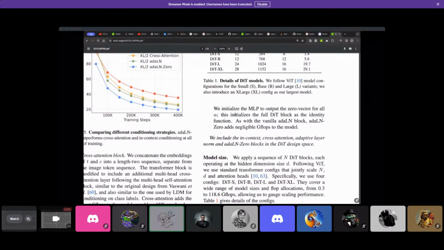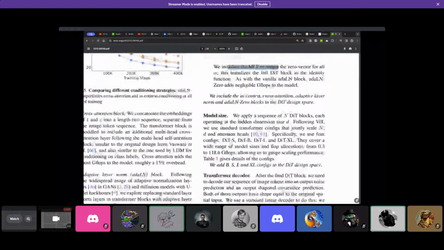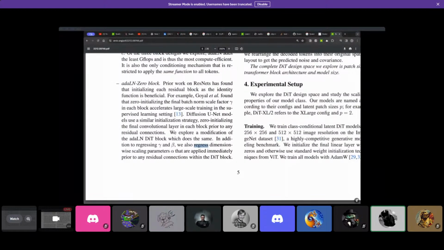So conceivably, that means they're using an MLP to predict the scaling factor for at least the ADA LN block, where they use the word regress. So if that's a linear MLP, then that would make sense. It could be linear. But they use the word regress here too. Yeah. Good. All right.